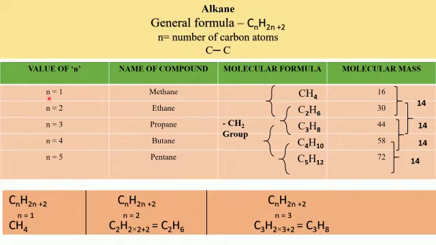If we substitute the value of n to be 1, then we get the first member of the alkane series, that is methane. Here a few examples have been given. The general formula is given. We will substitute the value of n to be 1. So I get the formula CH4. So the molecular formula for methane is CH4.